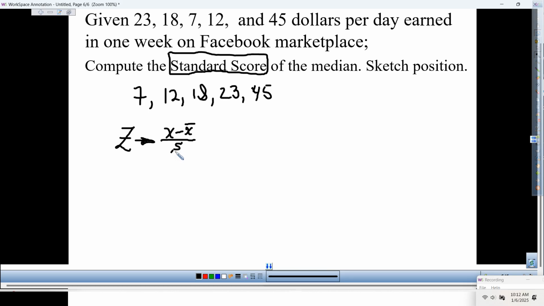S, or sample standard deviation. Hands if you got that. That is correct. So that means we need an X, or a number that they're talking about. We need the mean, and also we need a standard deviation. So Z equals X minus the mean, over the standard deviation. What number are they talking about? It says compute the standard score of the median. That's going to be our X. So what is our median, everyone? 18, so that goes right there.